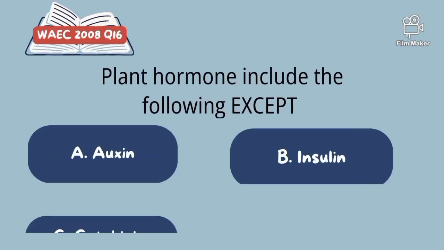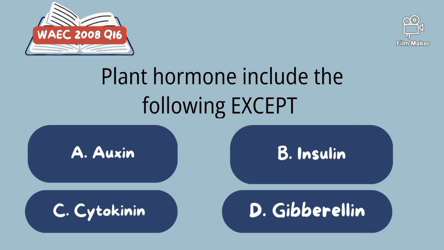Next question is question 16 from 2008. Plant hormones include the following except A. auxin, B. insulin, C. cytokinin, and D. gibberellin. What do you think is the answer?